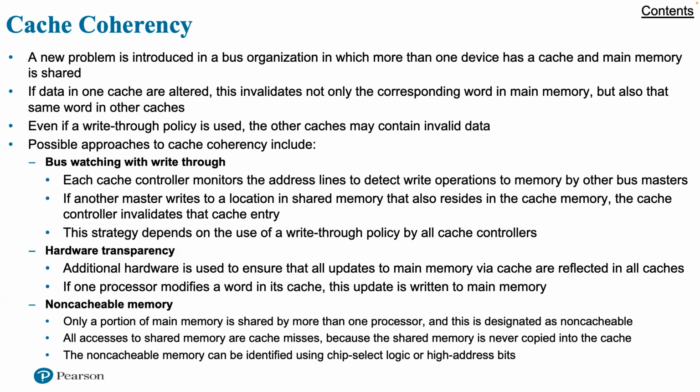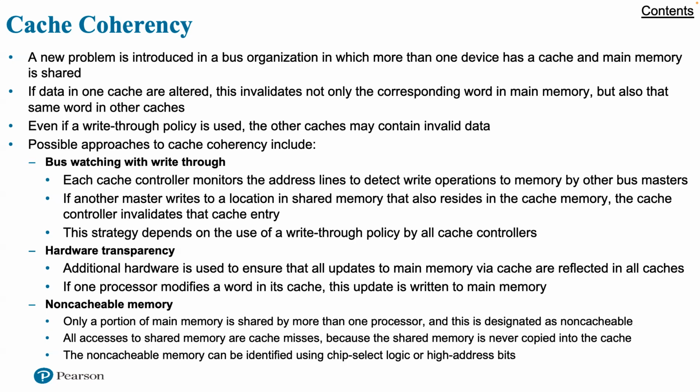First, we have bus watching with write-through. In this case, each cache controller monitors the address lines to detect write operations to memory by other bus masters. If another master writes to a location in shared memory that also resides in the cache memory, the cache controller invalidates the cache entry. This strategy depends on the use of a write-through policy for all cache controllers.